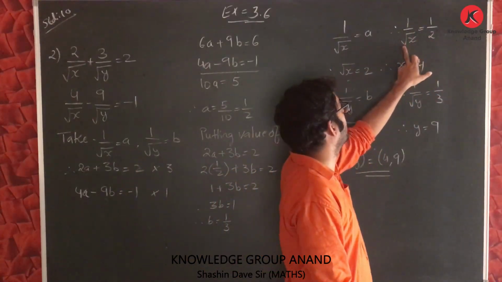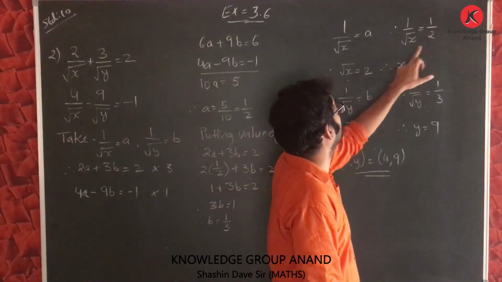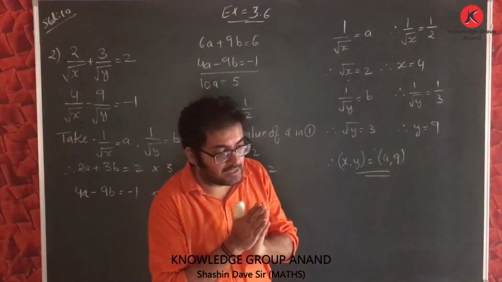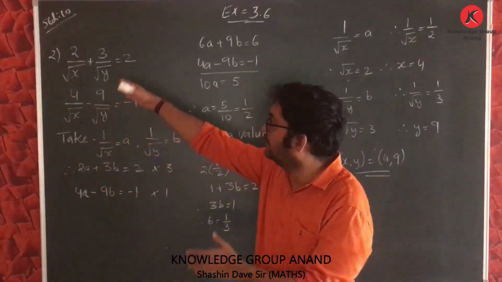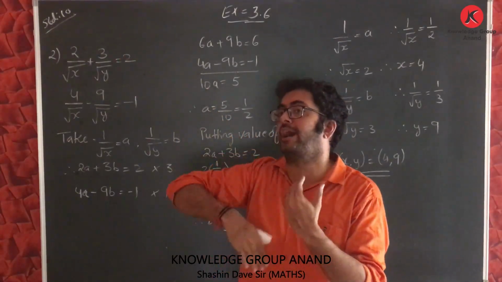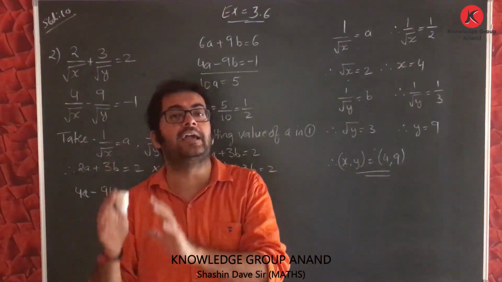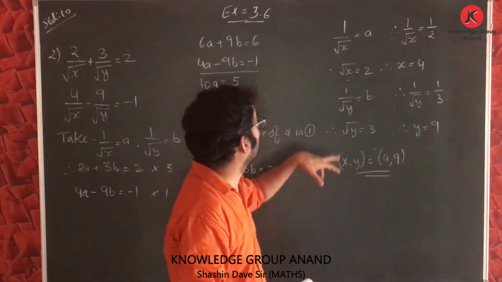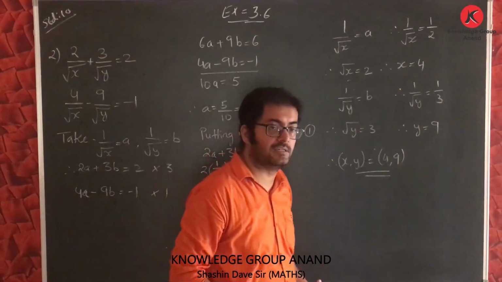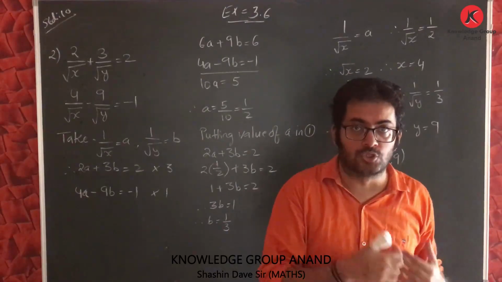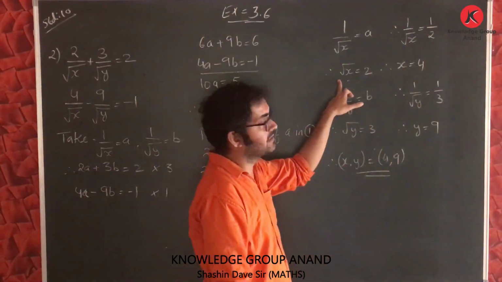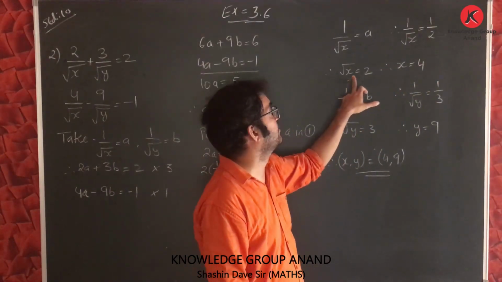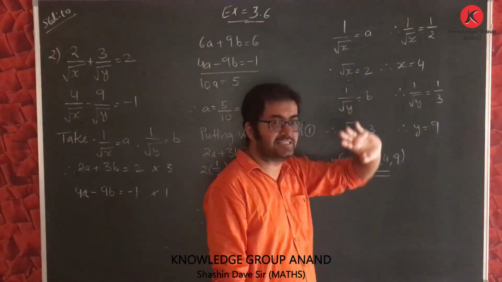Now when I cross multiply, root x into 1, that is root x is equal to 2 ones are 2. Now understand, I don't want the value of root x. In the question there is root x and root y. But when I solve the equation, I have to find the values of x and y, not root x and root y. So the value of root x is 2. I want the value of x, so I have to take the square on both sides. Root x squared is x and square of 2 is 4. So if root x is equal to 2, the value of x is 4.